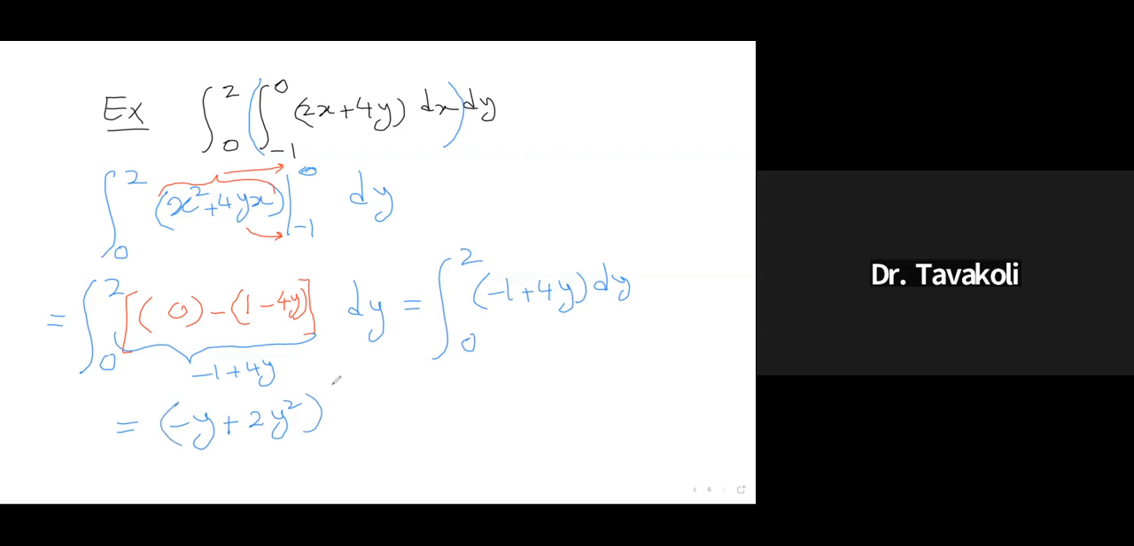Now I need to evaluate at these limit points. This at 2 is -2 plus 2 times 2 squared, which is 8, minus this function at 0, which is just 0. So the answer is 6.